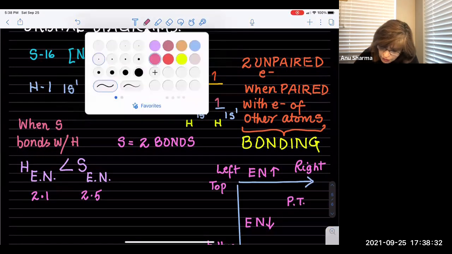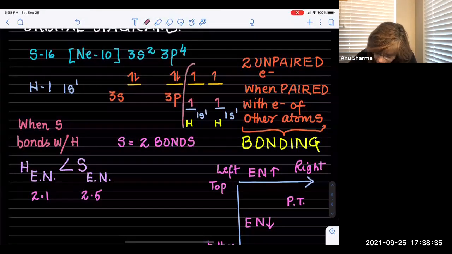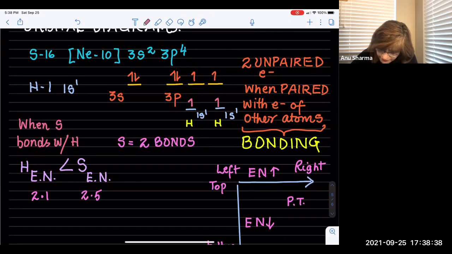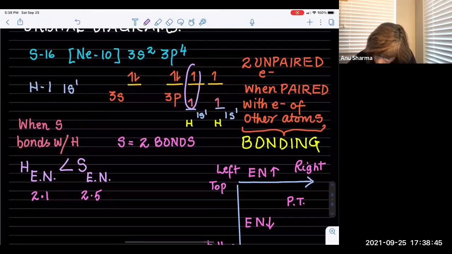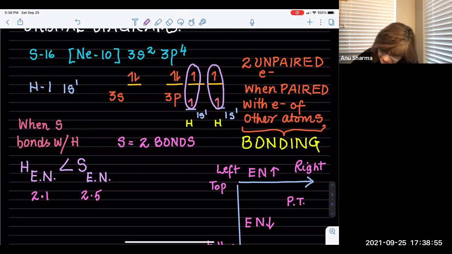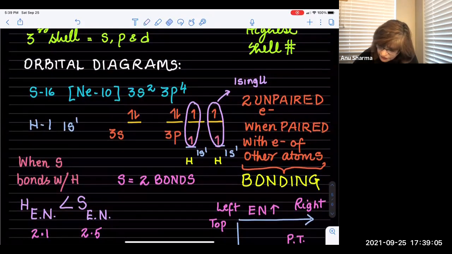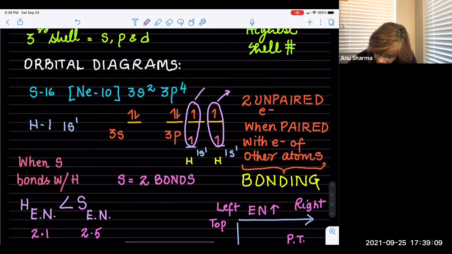Okay, so when these two overlap, or bond, or share electrons, these two are sharing. So this is one single bond. And the other one is also another single bond. So that's one single bond, and that is another one.